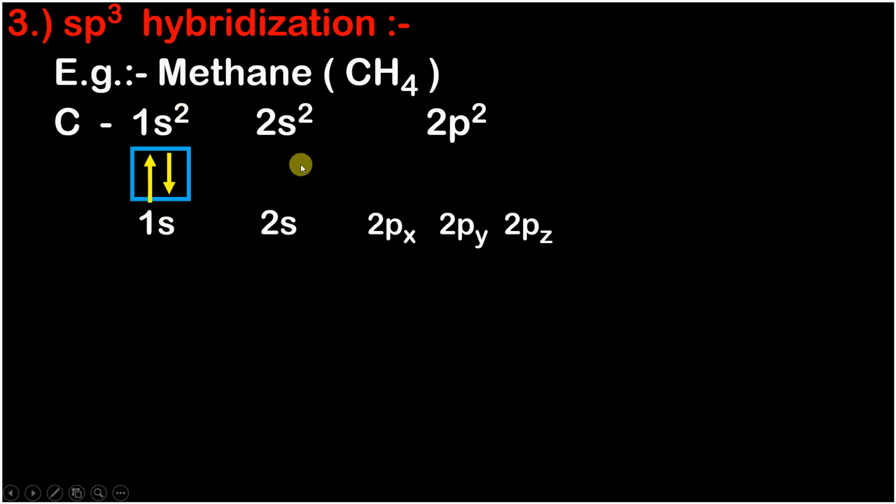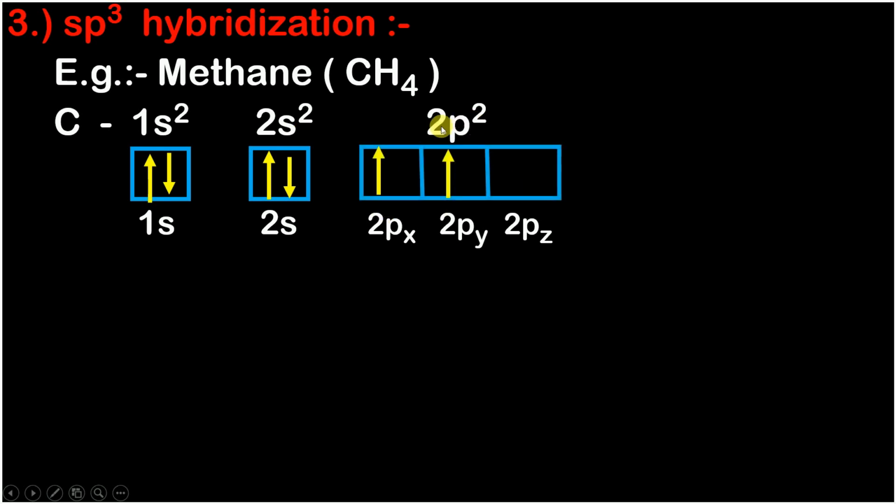Again, a similar thing happens over here. We draw one box and there are 2 electrons present. But here there are 3 orbitals, therefore we need to draw 3 boxes, and in 2p2 there are 2 electrons, and 2 orbitals will get 1 electron each. Clear? According to Hund's rule.